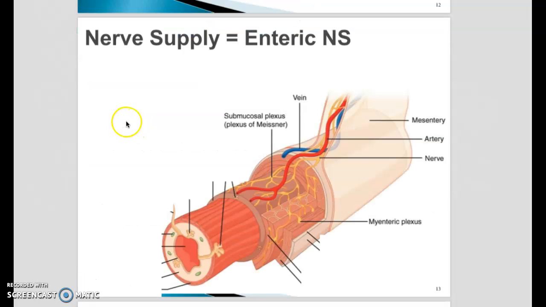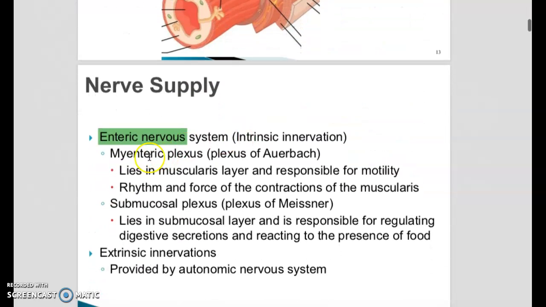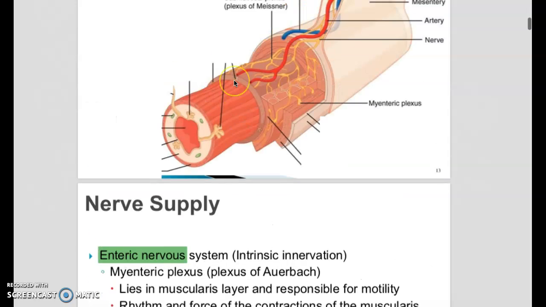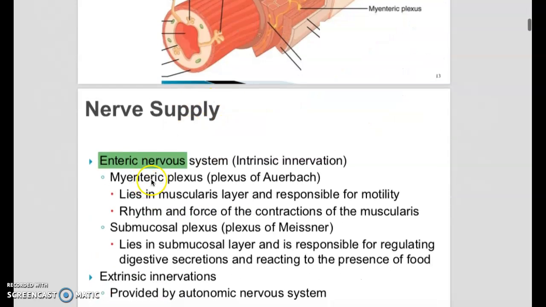Now let's check out the nerve supply of the alimentary canal. As you can see here, the enteric nervous system contains the myenteric plexus, which lies in the muscularis layers and is responsible for motility. It creates the rhythm and force of the contractions of the muscularis, so you have contractions when you eat. Then there's the submucosal plexus, which lies in the submucosal layer and is responsible for regulating digestive secretions and reacting to the presence of food.